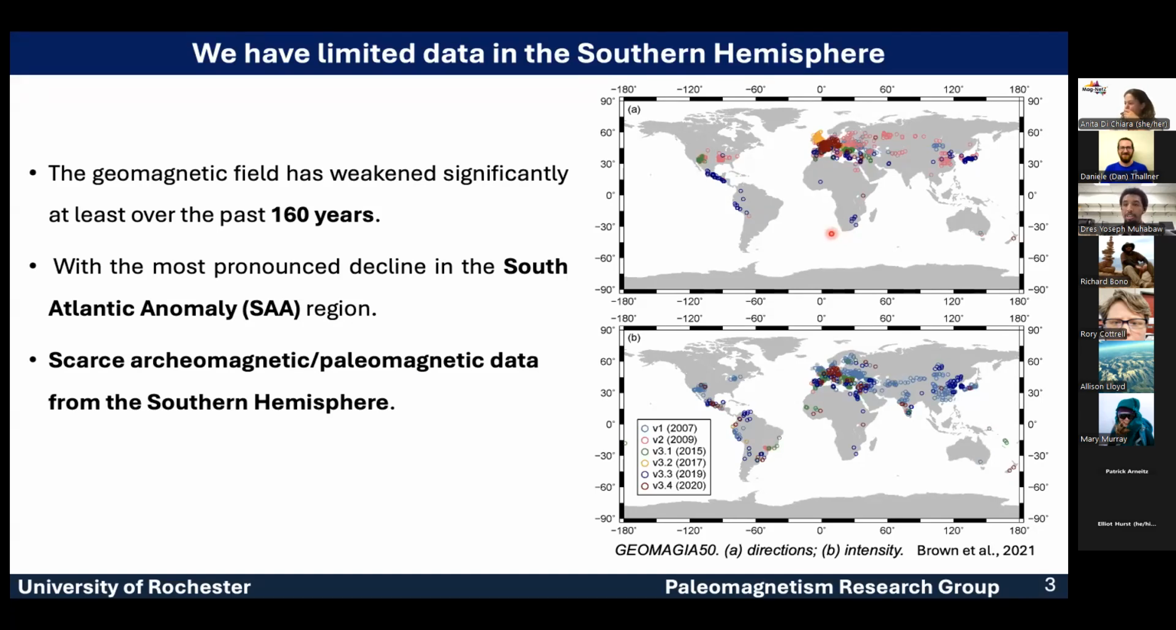we have limited data. The data that comes from volcanic rocks, sediments, and archaeological materials, which are direct measurements, are more concentrated in the northern hemisphere, particularly in Europe, Asia, and some parts of North America. This map is from GEOMAGIA, showing the directional data distribution and intensity data distribution. So we are making efforts to improve the data sets in the Southern Africa part.